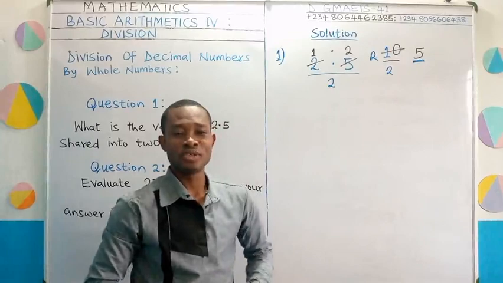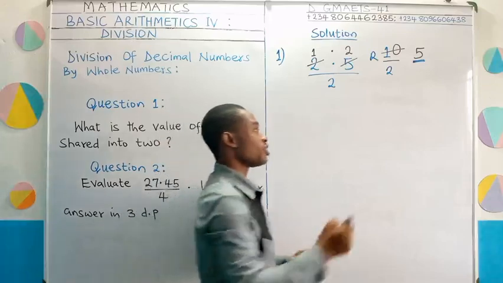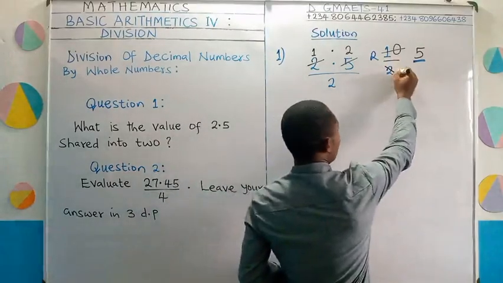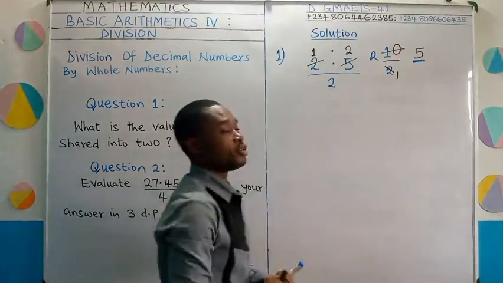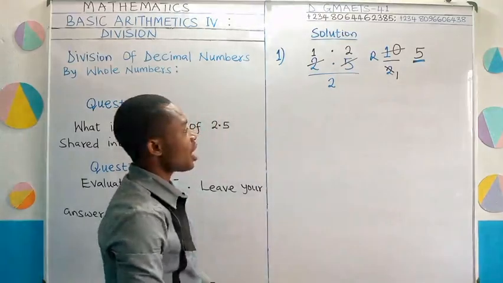For that reason, what do you do to the denominator? That is correct. We have to divide the denominator by itself. 2 divided by 2 will give us 1. And you know that 5 divided by 1 will still give you what? 5. And we are done.